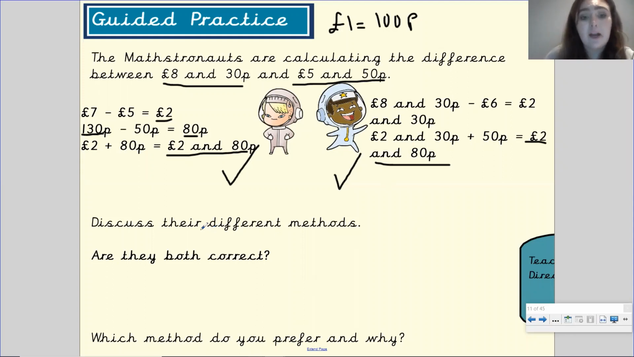Okay, so the method that I prefer is the pink astronaut's method. I like the idea of exchanging £1 for 100 pence to help me work out the answer in steps. I'll be honest, the blue astronaut's method did confuse me a little bit, and it took me a couple of moments to realise what he had actually done. So I personally prefer the pink astronaut's method.